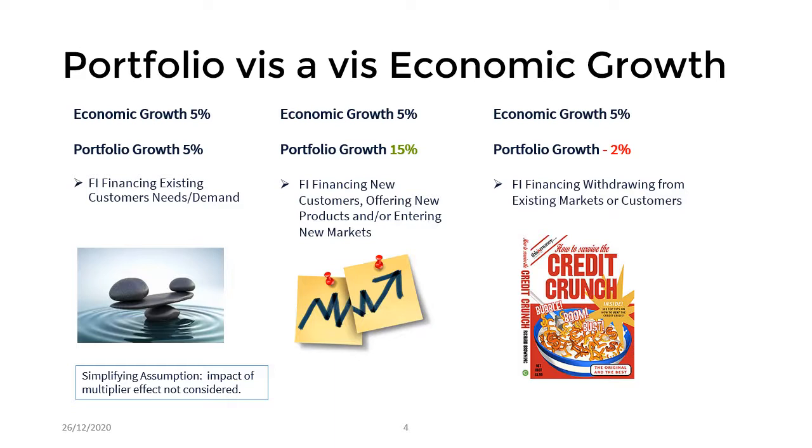The third case depicts a situation whereby the portfolio growth is less than economic growth. In this case, the economy has grown at 5%, however, the portfolio has contracted by 2%. This example would likely indicate a financial institution that is withdrawing from existing markets or customers. Hence, by comparing the portfolio growth to economic growth, we can gain insight regarding the business strategy and risk appetite of a financial institution's management.